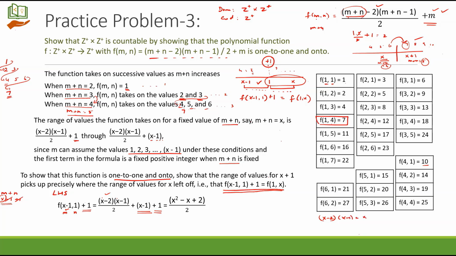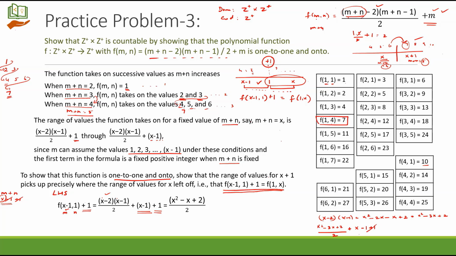x into x is x square. Minus 2 into x will give you minus 2x. x into minus 1 is minus x. Minus 2 into minus 1 will give you 2. This will give you x square minus 3x plus 2. Now this is just the numerator part. So along with this, x square minus 3x plus 2 divided by 2, you are going to add plus x minus 1 plus 1. So you can even remove the braces, it's just a set of additions only.